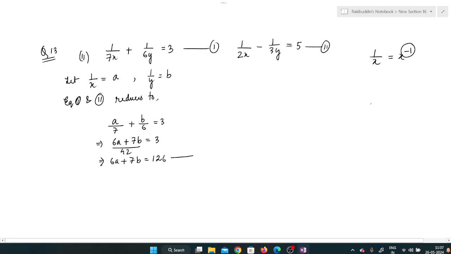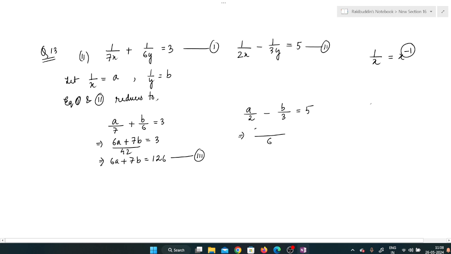This equation you can number as equation 3. And equation 2, how will it become? It becomes a by 2 minus b by 3 is equal to 5. So if you take the LCM here, the LCM will be 6. Again these two are prime numbers, 2 and 3, so your LCM will be 6.